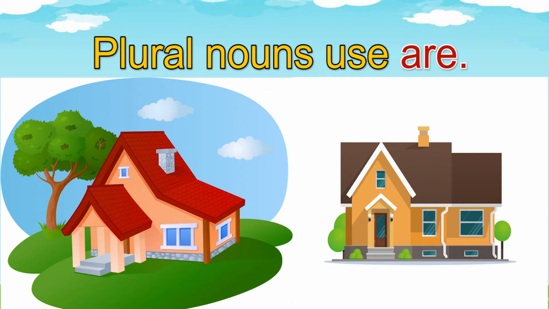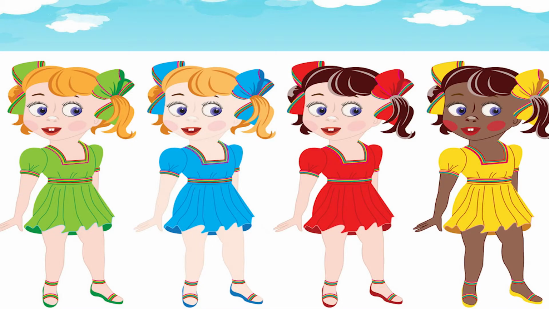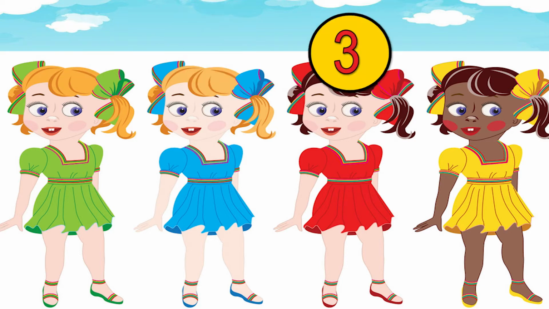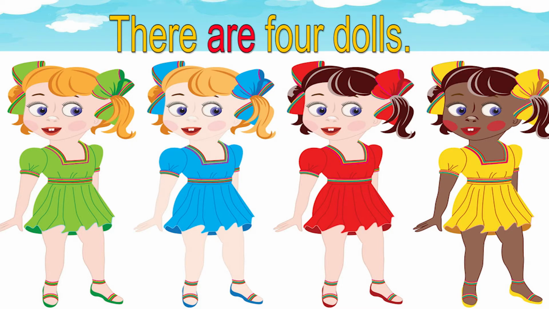On screen, I have some houses. How many houses are there? Let's count them together. 1, 2. There are 2 houses. Next, we have some dolls. How many dolls are there? Let's count them together. 1, 2, 3, 4. There are 4 dolls, meaning more than one.